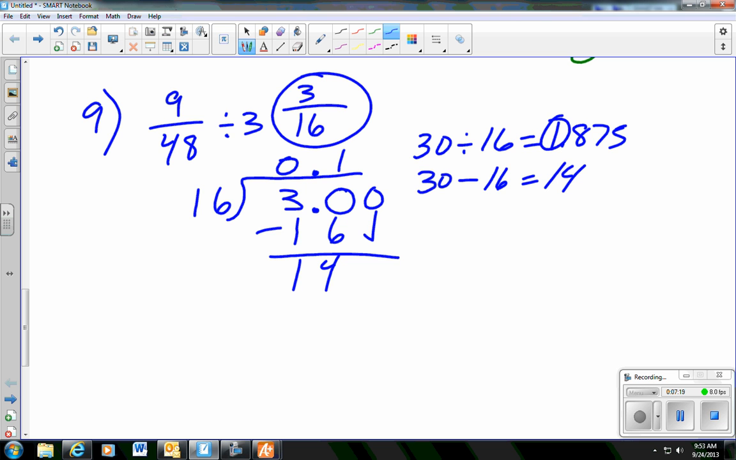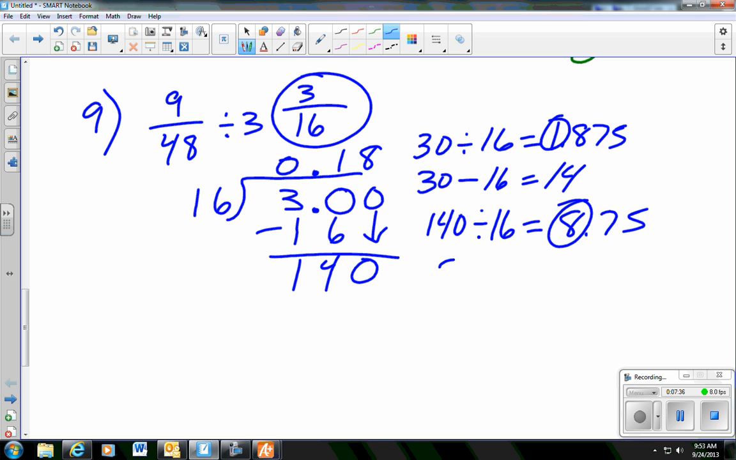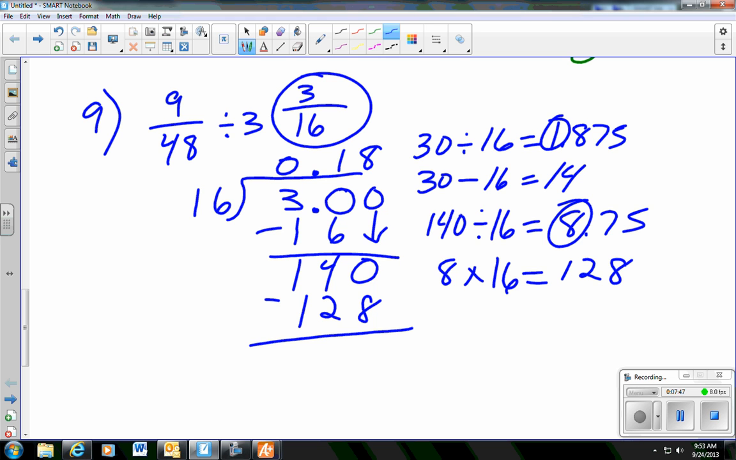Then we need to bring down a 0, so we have 140. So use your calculator again. Type in 140 divided by 16, and you get 8.75. Again, all we want is the 8. So there's your 8. 8 times 16 now. Type in 8 times 16 to know what that is. 8 times 16 is 128. So 128, subtract. And if you need your calculator to subtract those, go ahead. And you would get 12.